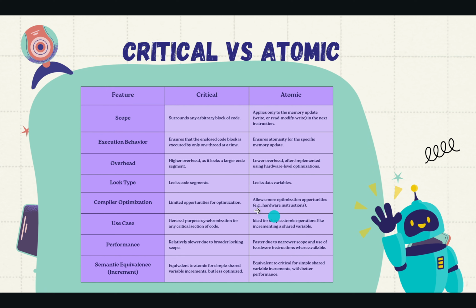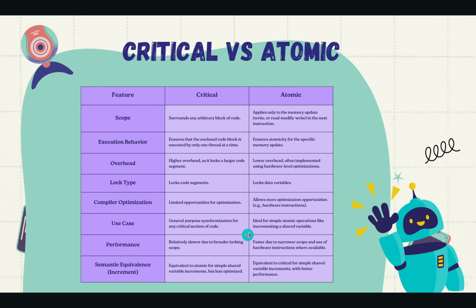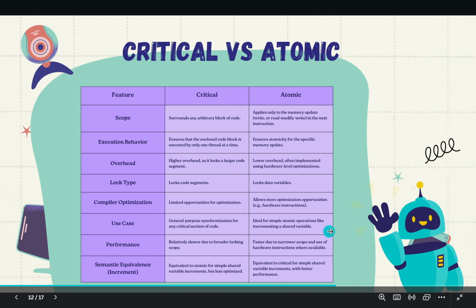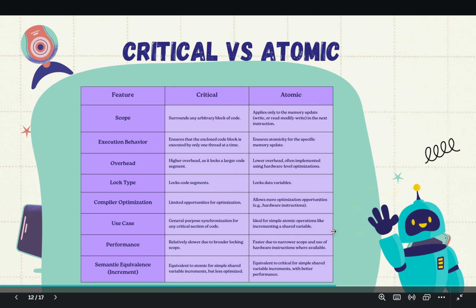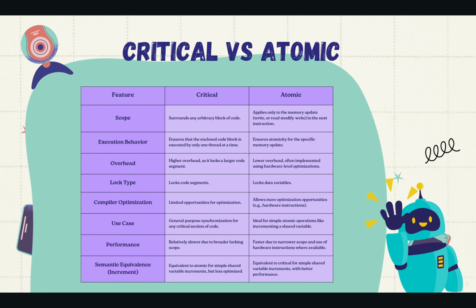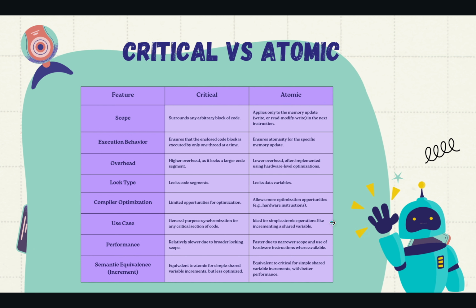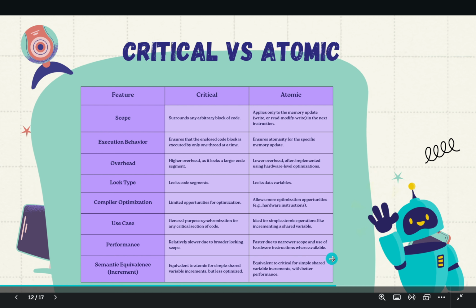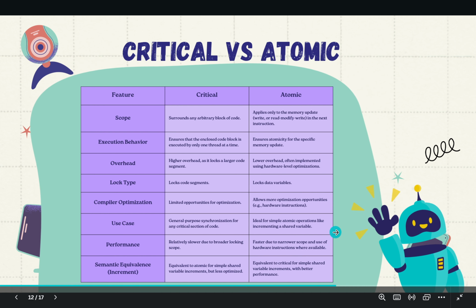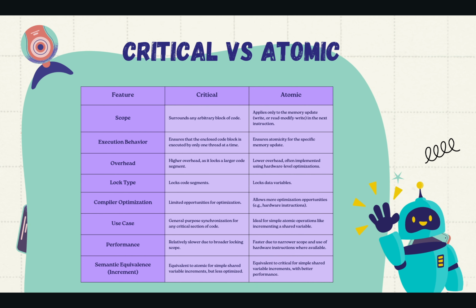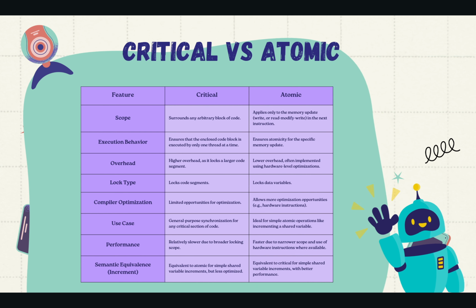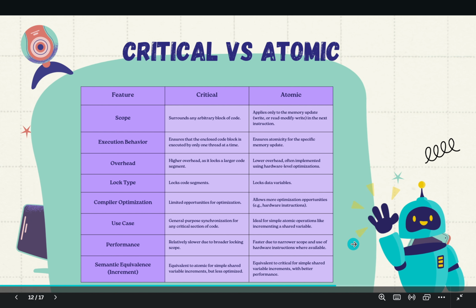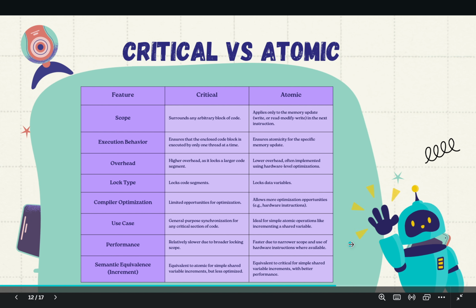Critical is used when you want general-purpose synchronization for any critical section of code. When you want a block of code to be executed by only one thread, critical is the best choice. But for atomic, if you have just a simple atomic operation like an increment of a shared variable, and you want to ensure that the result will be correct, then using atomic will be the best choice.